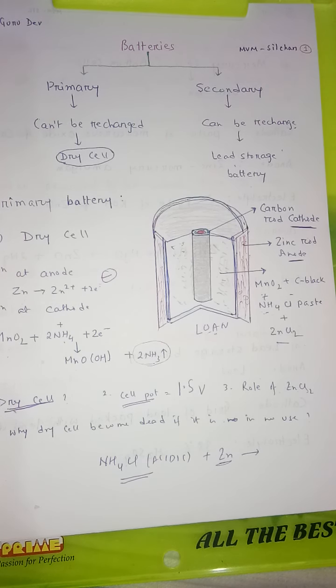Cell potential is 1.5 volt. Another point about the cell potential: when the cell reactions are going on, the potential keeps decreasing as long as the ionic reactions go on, because the concentration of ions decreases. Role of zinc chloride: it reacts with the ammonia gas, forming a salt. The pressure of ammonia is reduced by zinc chloride. And the cell becomes dead even if it is not used for a longer time because the acid NH4Cl corrodes the zinc casing.